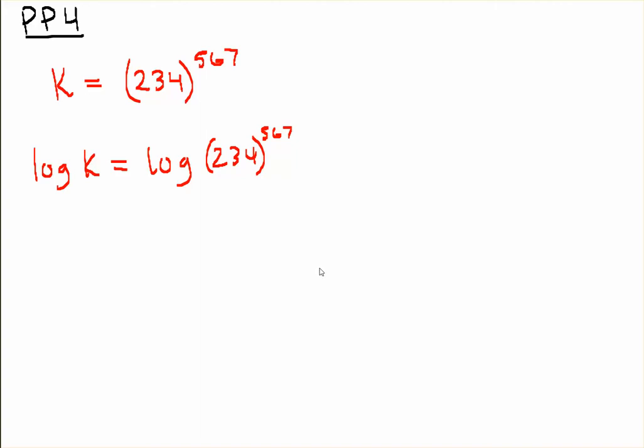All right, when I get to that, what do I get to do with this 567 now? It gets to be a multiplier, is that right? That's 567 times log of 234.